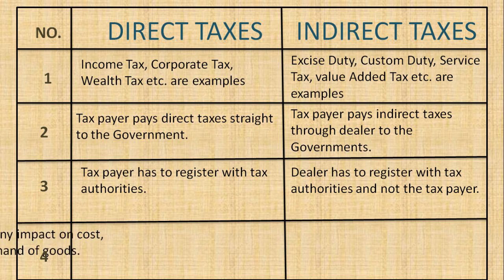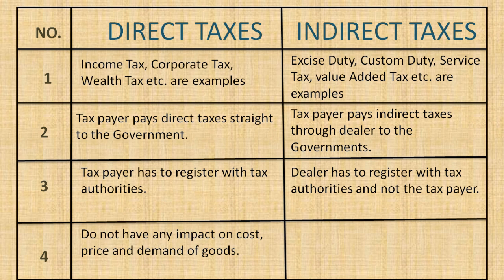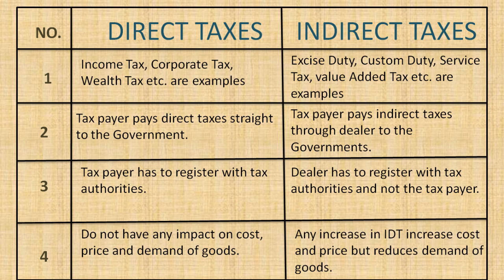Fourth point. Direct tax does not have any impact on the cost of the goods, because this is the tax on the income. Therefore, it does not affect the demand, whereas indirect tax is the tax on the goods. Therefore, the cost and the price increase, which results in a reduction in demand for goods.